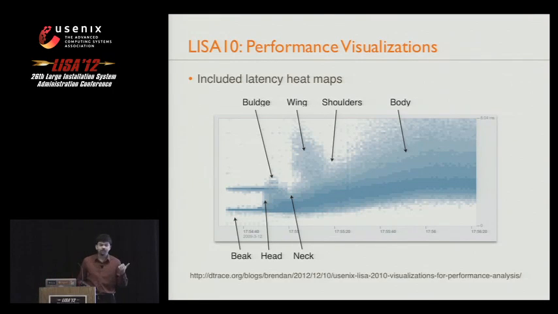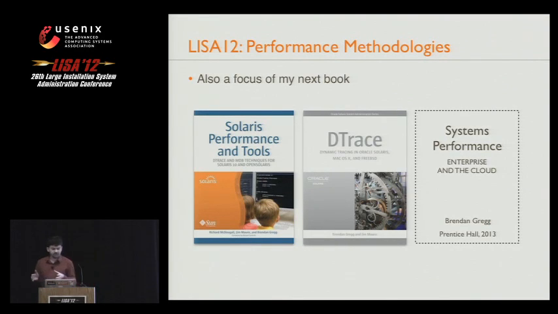At LISA 10, I talked about performance visualizations. That included latency heat maps, including crazy ones like the latency pterodactyl, which I still don't understand every single feature of, but understand most of them. And this year I'm talking about performance methodologies. I've been studying them quite a lot for an upcoming book, and this is the first time I've mentioned this publicly. Next year I have a book with Prentice Hall called Systems Performance: Enterprise and the Cloud, and it's fantastic. I get to write a lot more about methodologies and tools and visualizations for both of those environments.